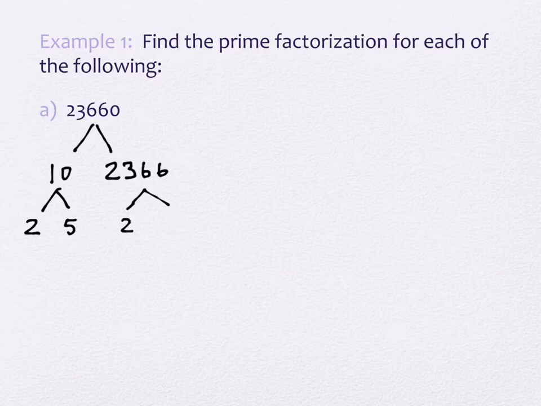2. So if I divide 2366 by 2, what do I get? 1183. Okay, so 1183 is no longer divisible by 2. So let's think of something else. What would 1183 divide by? It doesn't divide by 3. How do you know? How do you check? You can add the digits together. Oh, add all 4 digits?